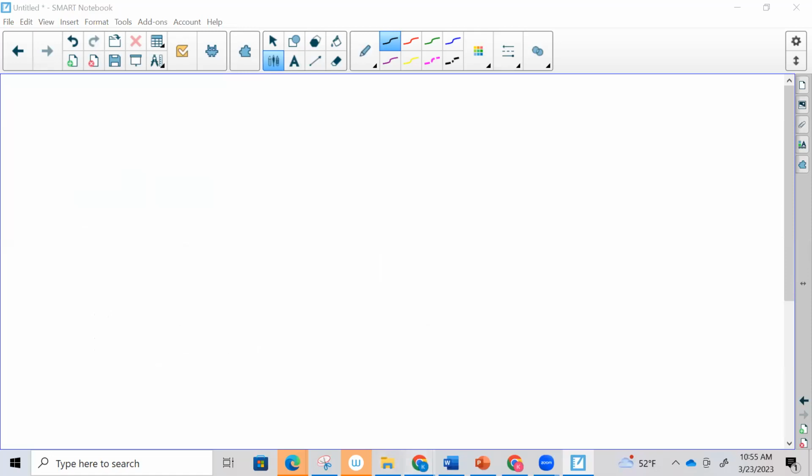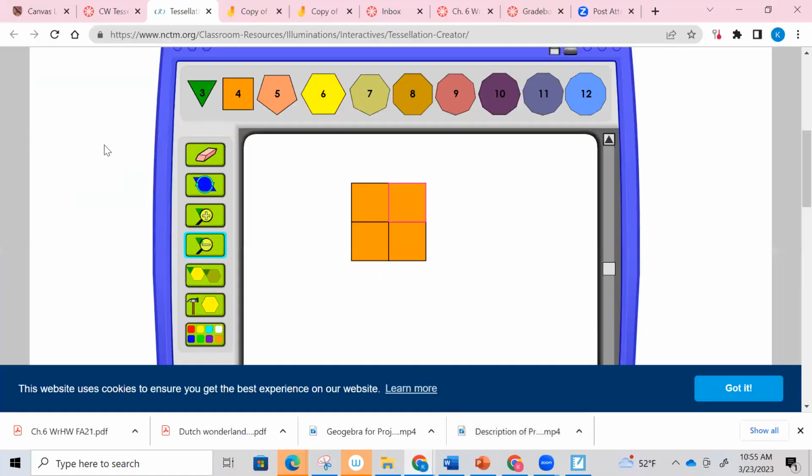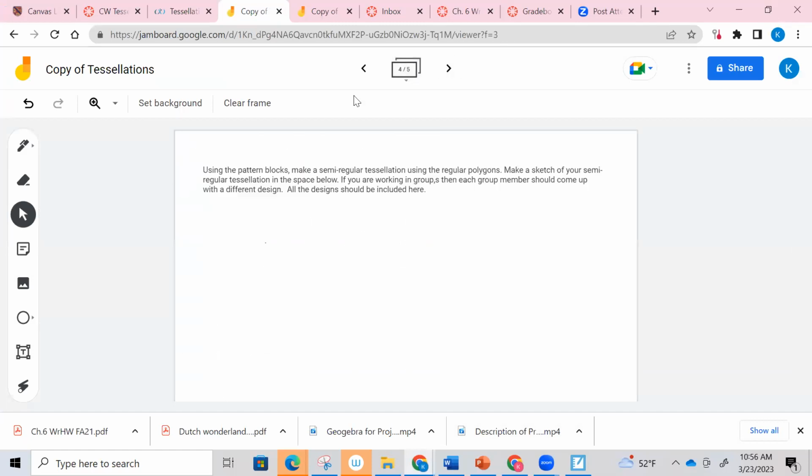And then the last part you're going to do is on the Jamboard. After you do that, the next page, which is part of the packet as well, you're going to use the pattern blocks again on this tessellation applet to make a semi-regular tessellation using regular polygons. Make a sketch of your semi-regular tessellation in the space below. If you're working in groups, and I have a little bit of a typo there, but I'll fix it, then each group member should come up with a different design. So if 3 of you are working together, there should be 3 different designs on this page. Each one came up with a different semi-regular tessellation. All the designs should be included here.